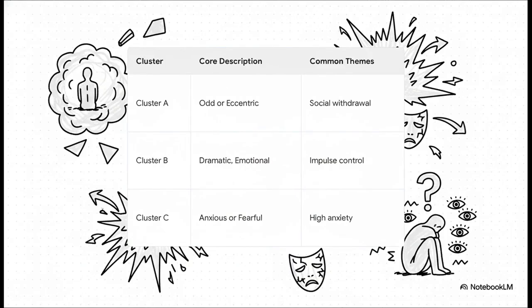And here it is, our high-level map. The 3 clusters are all organized by their main themes. You've got Cluster A, the odd or eccentric group where social withdrawal is a really common thread. Then there's Cluster B, the dramatic and emotional group, defined by major struggles with impulse control. And finally, Cluster C, the anxious or fearful group, which is driven by high levels of anxiety. So let's break each one down, starting with A.